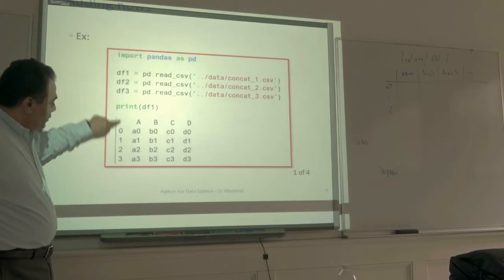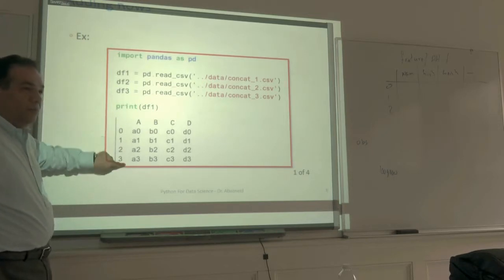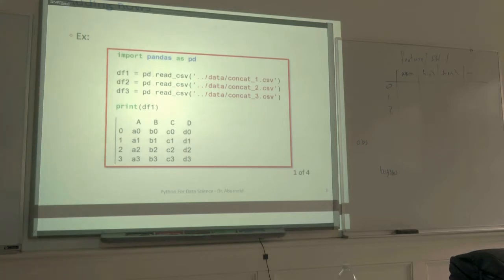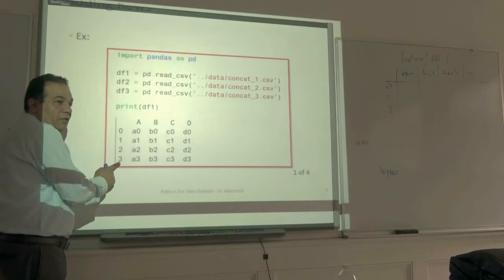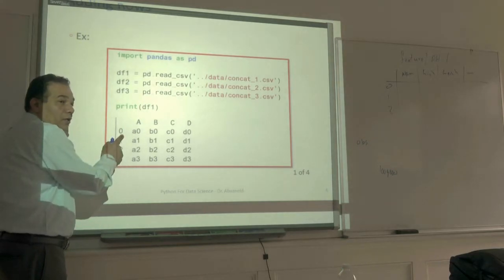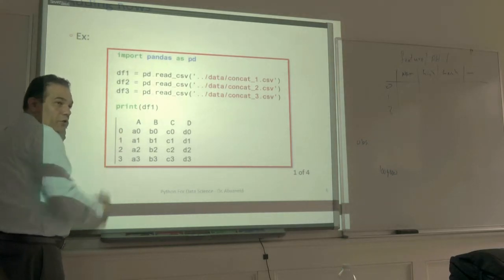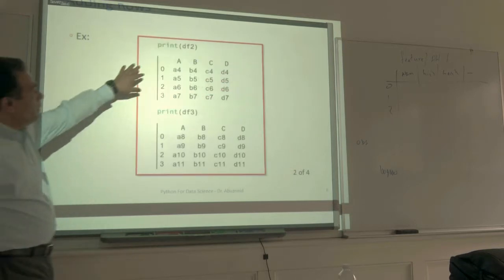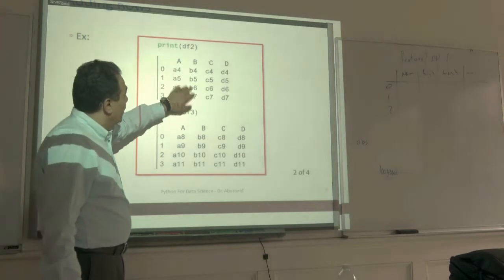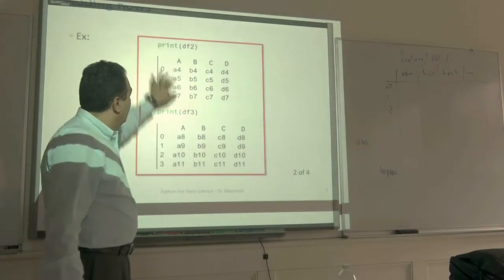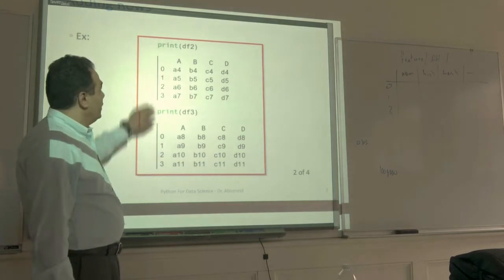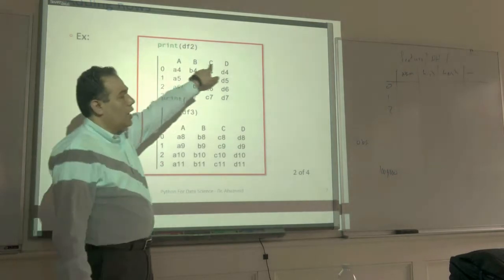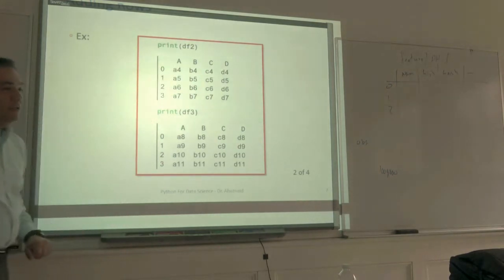Is the index column considered a column? No, it's just an index. And we learned last time the index could be serial numbers like this, or it could be a string. You could do something with that. So here I have data frame 2: A B C D, and different data. We see they have the same column titles and the same indices.